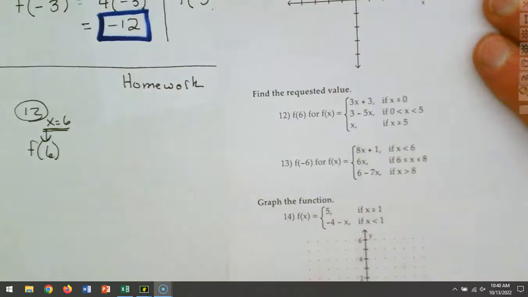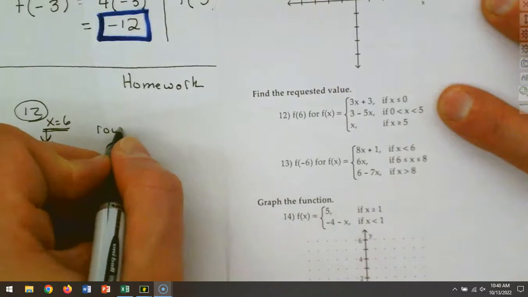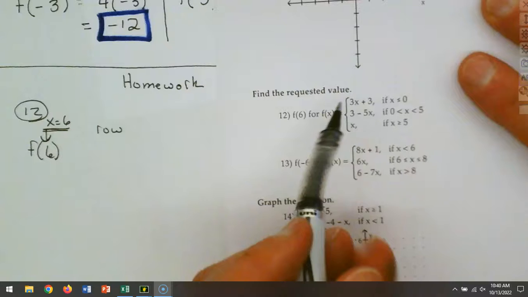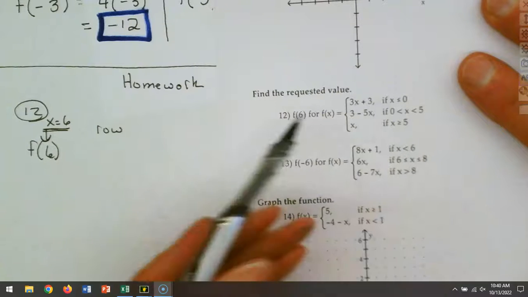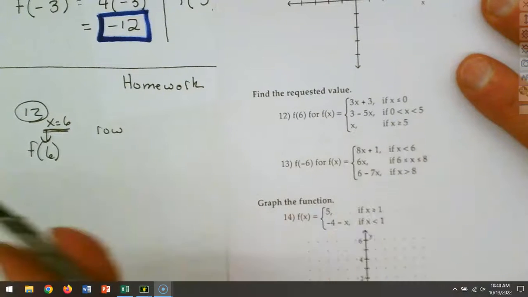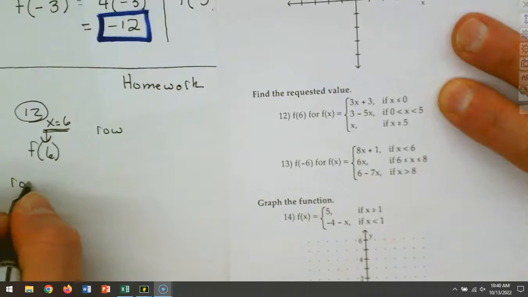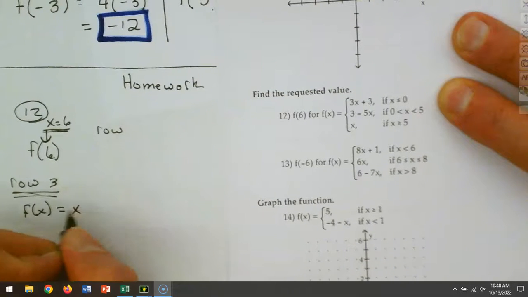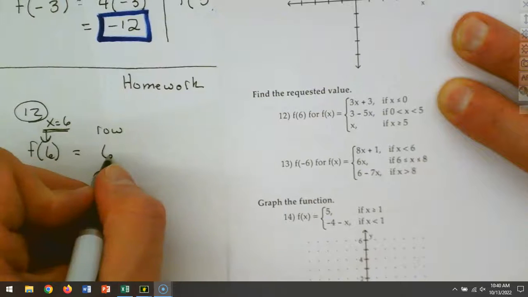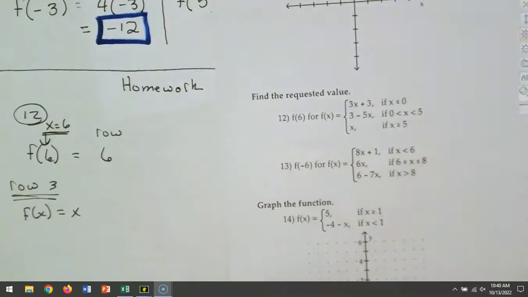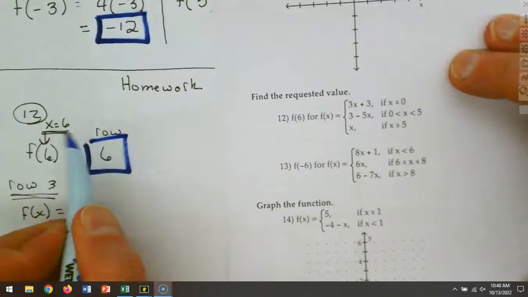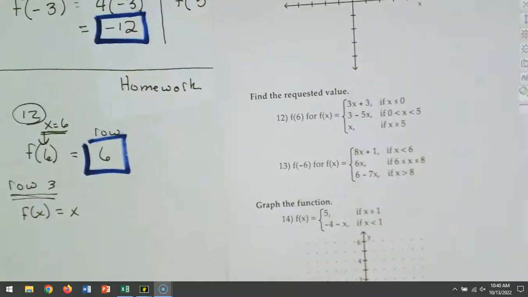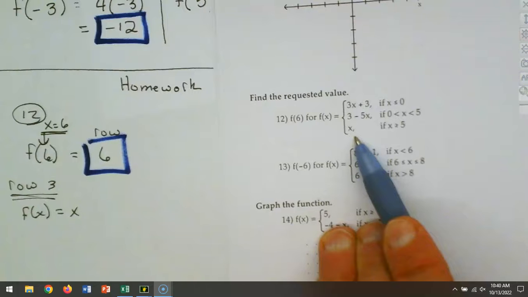So which row is this one going to fall under? Okay, 1, 2, or 3? It looks like it's going to fall under row what? 3. And what is that? Okay, row 3 was f of x equals x. So what's that going to come out to be? It's simply going to come out to be what? 6, because that's all you have to do. Did I plug it into all of them? No. Which one did I plug it into? Row 3. Only goes into one of them.